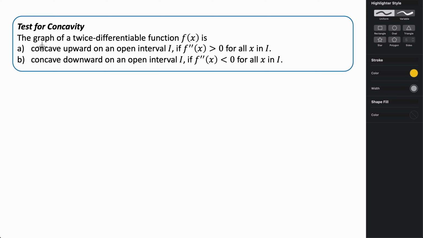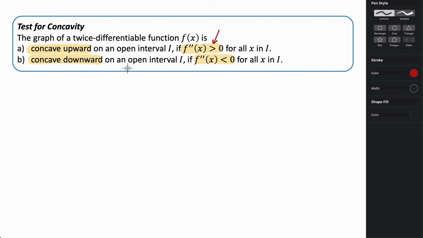So we would say that the function f is concave upward if the second derivative is positive for all values in that interval, and it's going to be concave downward if the second derivative is negative. So if the second derivative is positive, then the original function f is concave upward. If the second derivative is negative, then it is concave down.